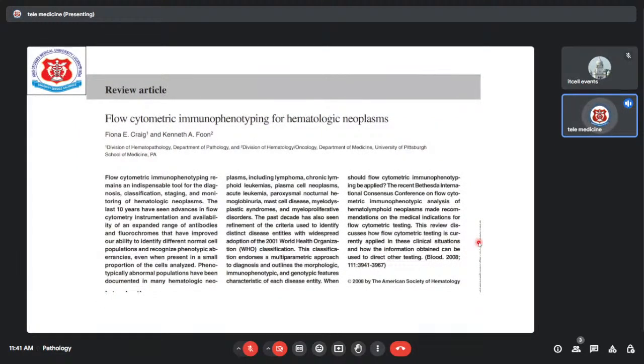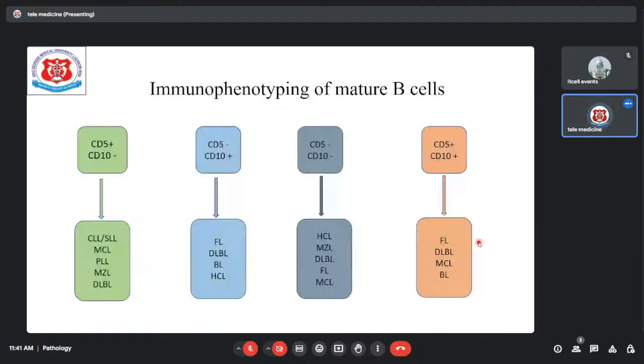Okay, so this is an article. It is an old article, but still very helpful and gives a basic approach, by Craig and Foon, on hematology. I'll be talking based on this article. So we classify mature B-cell neoplasms into these 4 categories based on the expression of CD5 and CD10.